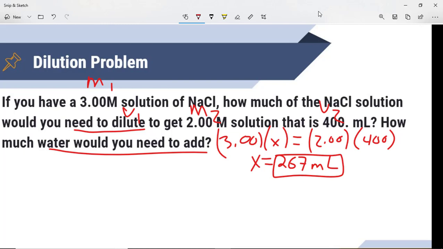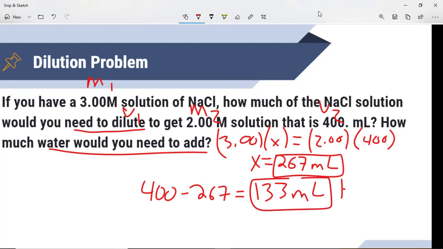The second one says, how much water do I need to add? Well, if I take a look at what I have here, I'm getting 267 milliliters of my original solution. I need my solution to be 400 milliliters. So I'm going to subtract 267 from 400 in order to determine the total amount of water I need to add to finish the dilution. So we're going to take 400 minus 267 to get 133 milliliters, and we'll just include water added. Okay? Again, a pretty straightforward concept here. Just make sure you notice the water added part. That's really, really important, and a lot of people will get tripped up on that, so pay close attention.